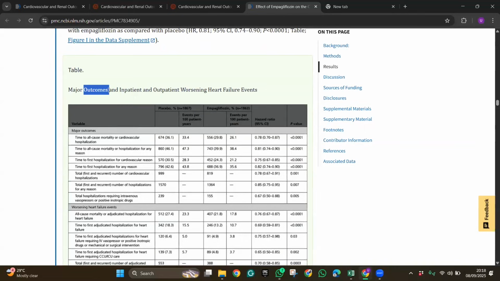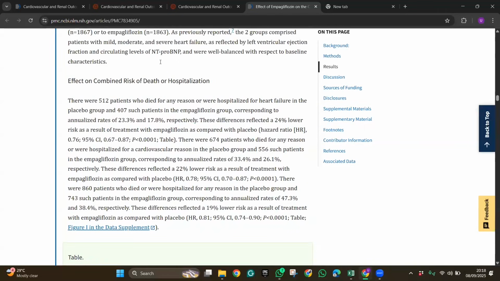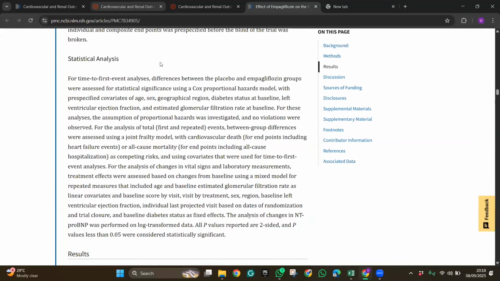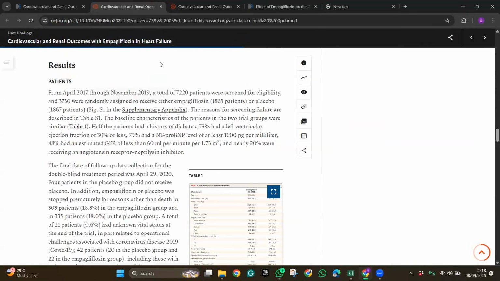Right? It is not the baseline table. So you have to make sure that the table from which you are extracting the data, you have to see whether it's the baseline data or the outcomes data, right?